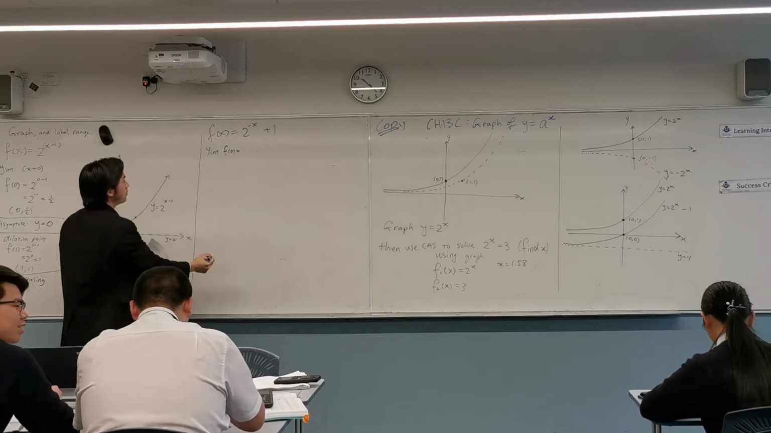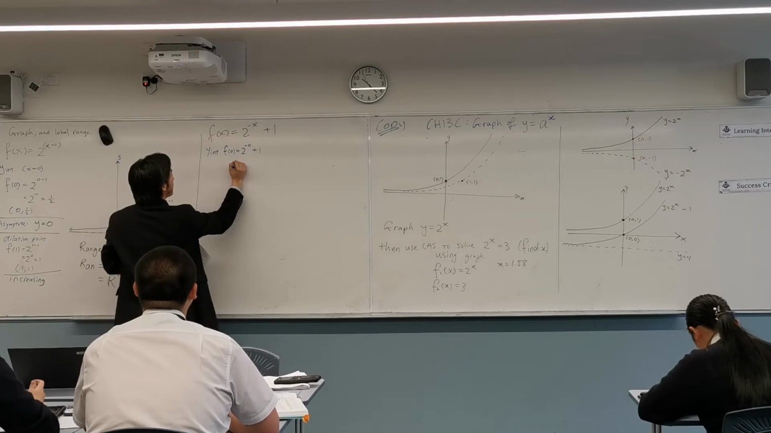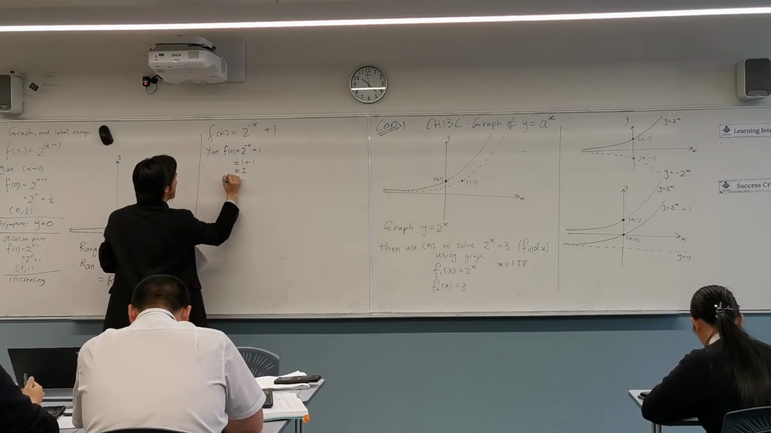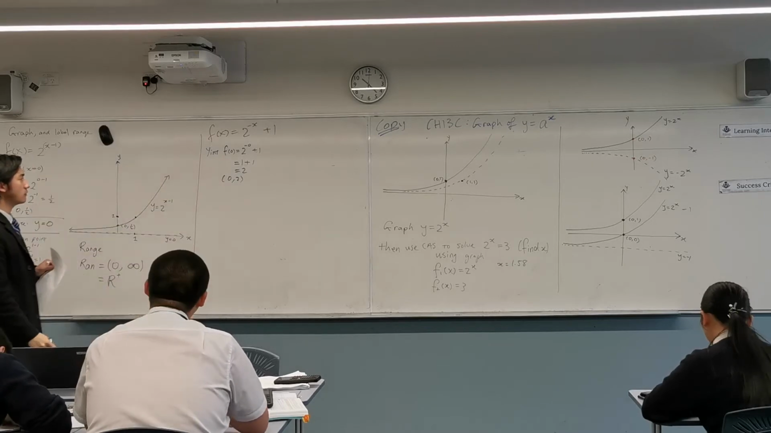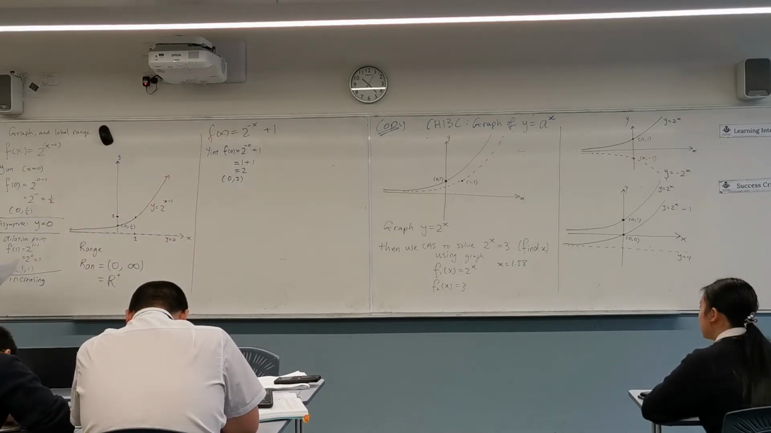So f of 0 must imply that we've got 2 to the power of negative 0 plus 1, which is the same as 1 plus 1, which is 2. The y-intercept is at (0, 2). You can always find the y-intercept. Asymptote.